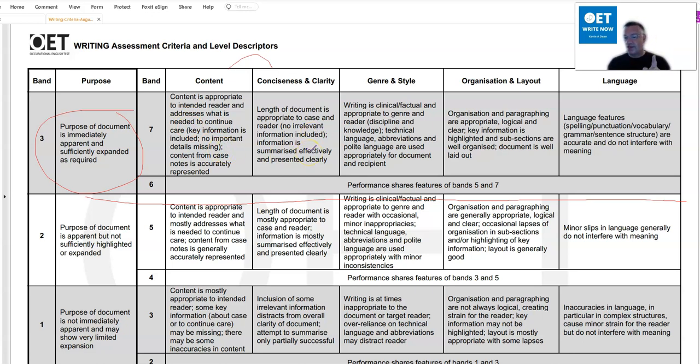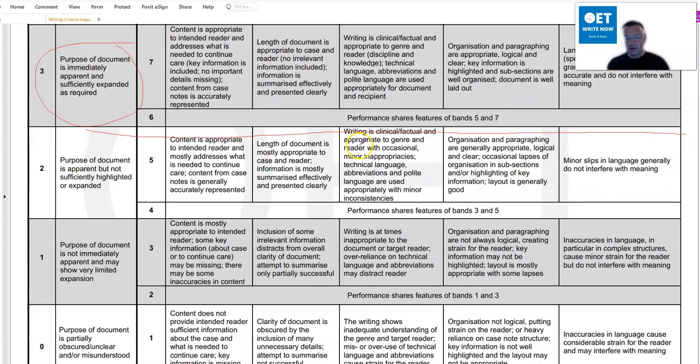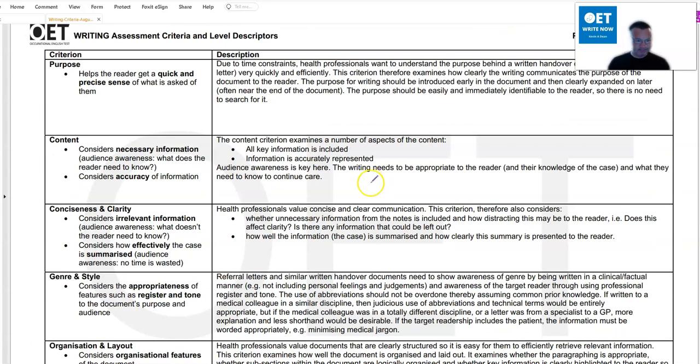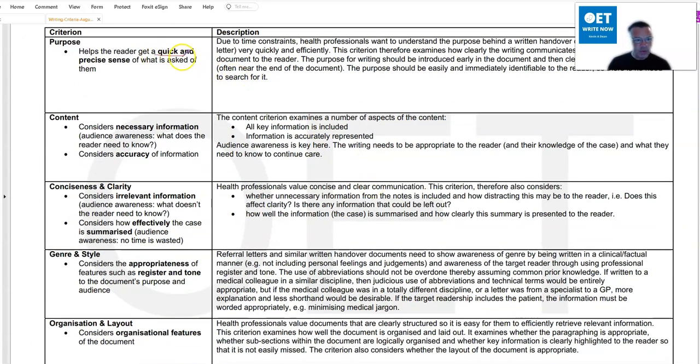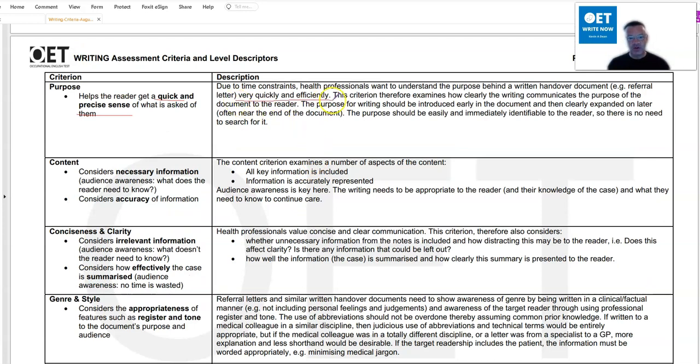No irrelevant information, and also your writing style. How do you actually write it? How do you construct your sentences? Are they too wordy? Because I want them to be concise: quick, precise sentences, written quickly and efficiently.